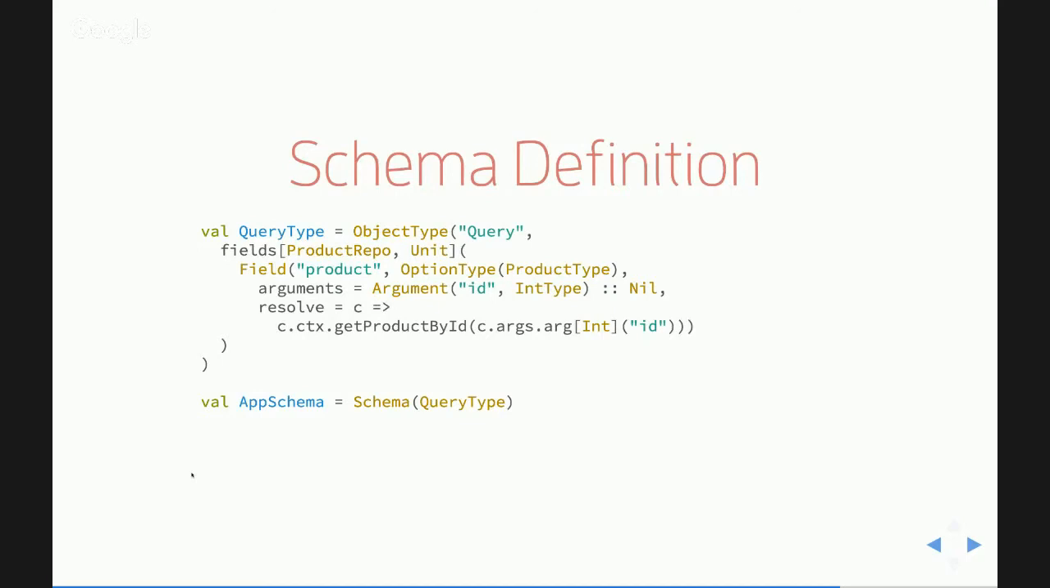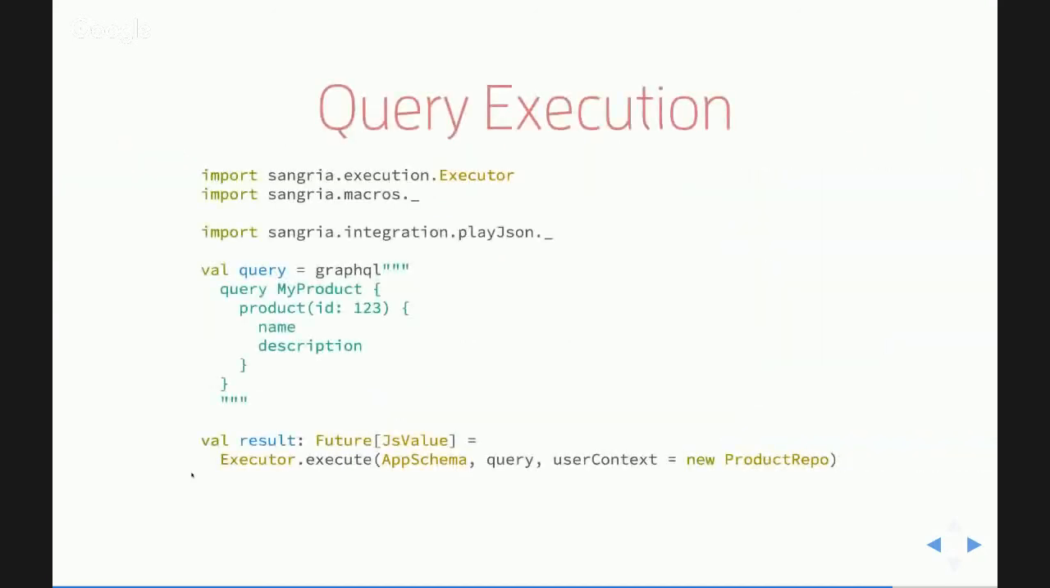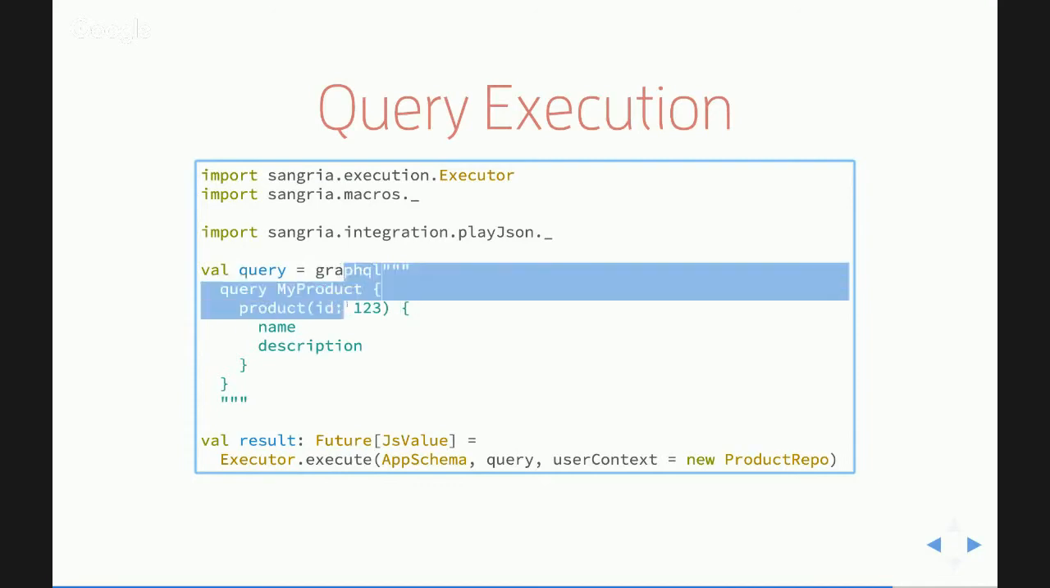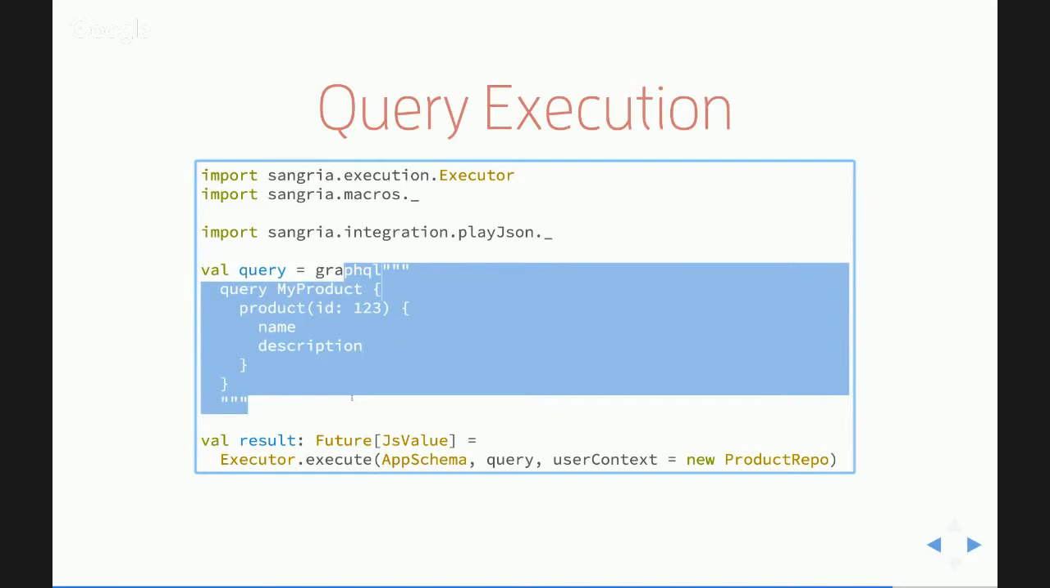you need to execute it. So you need to be able to accept queries and give responses based on those queries. And this is what you can do here. Here I show a simple query, the same query that I showed you before. Sangria provides a nice macro which will verify the syntax of this query. So if you made a syntax error, it will not compile. It will show you at compile time. It's useful for small examples like this, and it's also very useful for testing.